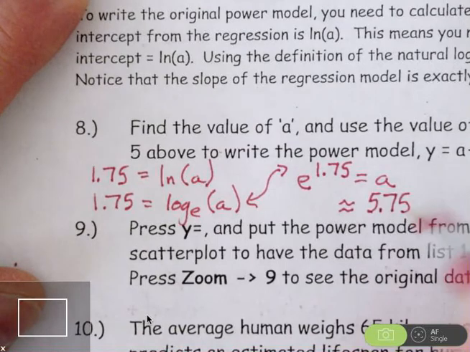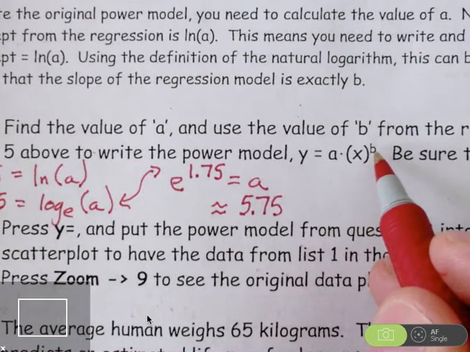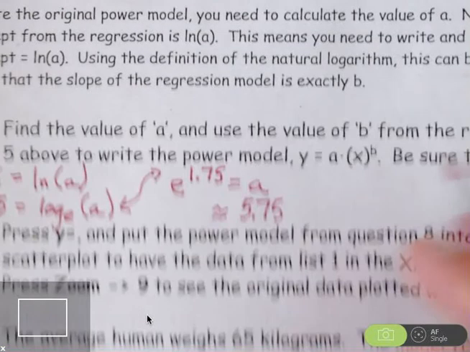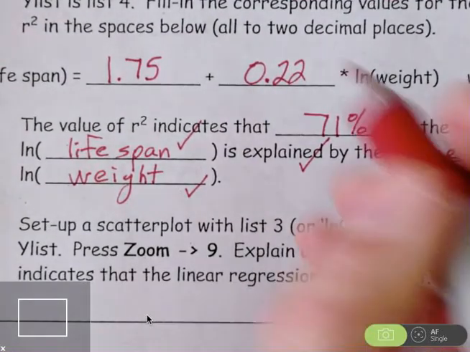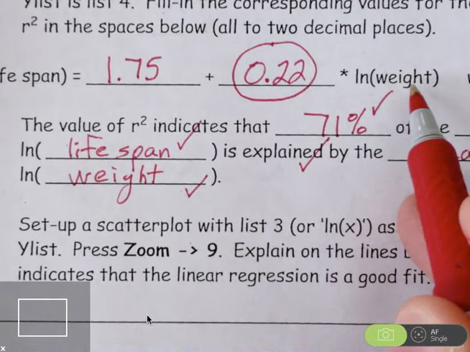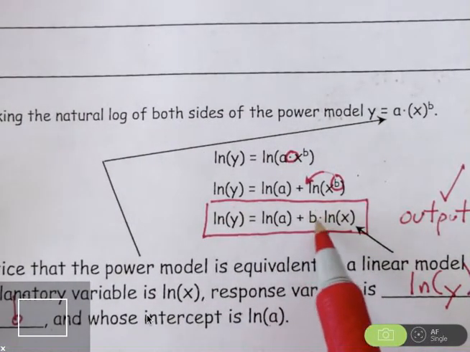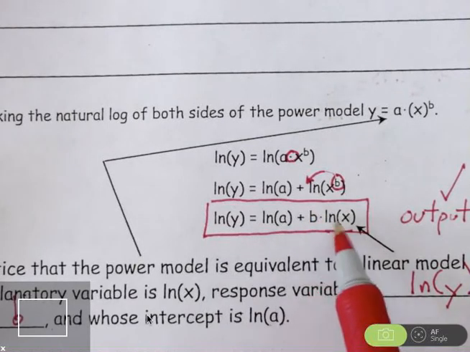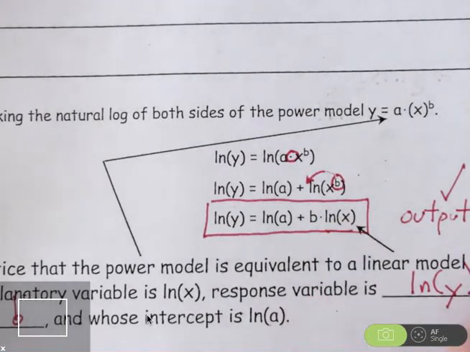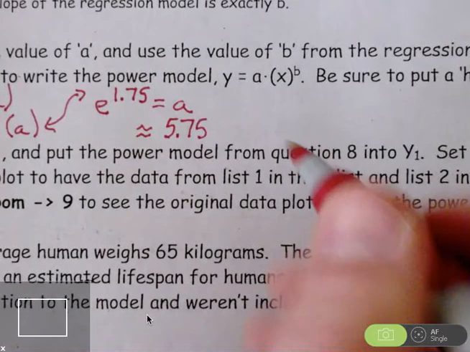Now, don't work too hard, because notice, I already know the value of b. I don't have to solve to get the value of b. It's right here. The value of b is the slope. It is the number that's multiplied to the natural log of my explanatory variable. We saw that on the front side. Look, here's the linear model. B is all by itself. It's not trapped inside of a natural logarithm. It's the coefficient in front of the natural log of the explanatory variable. So I've already got my value for b. It's 0.22. I don't have to do anything. That was convenient, so I'm ready to build the model.